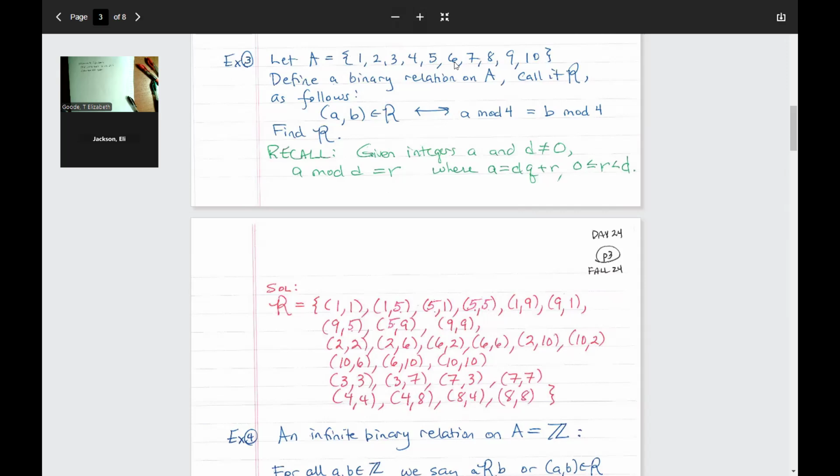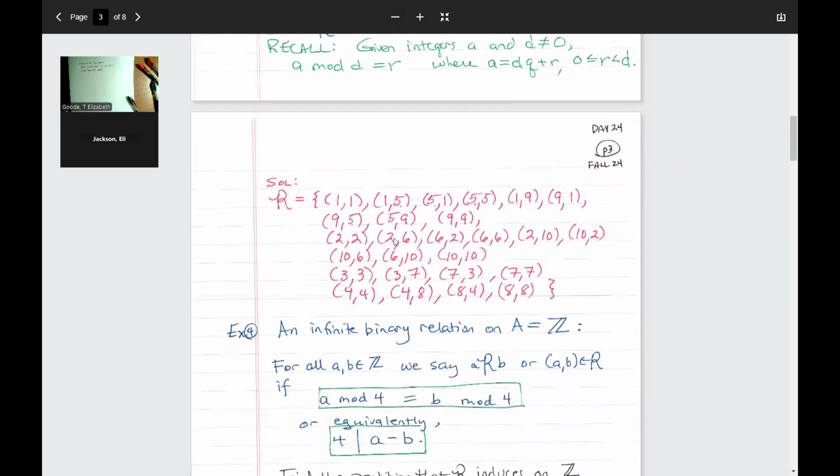We have 2, 6, and 10. See how the jumps are jumps of size 4? So 2, 6, and 10 are all related to each other. So we have to add all the possible ordered pairs that show that relation. 2 is related to 2, 2 to 6, 6 to 2, 6 to 6, 2 to 10, 10 to 2, 10 to 6, 6 to 10, and 10 to 10. See what I mean?